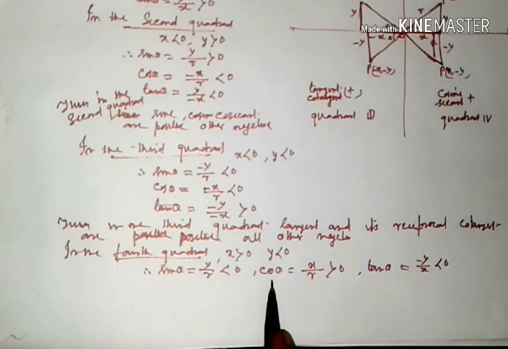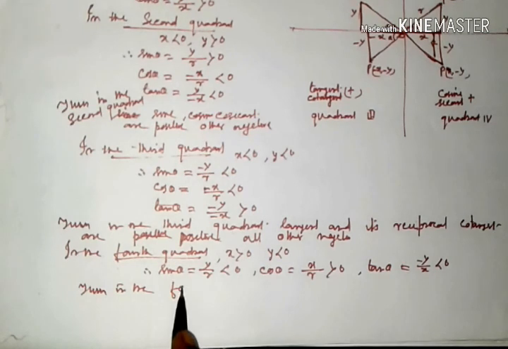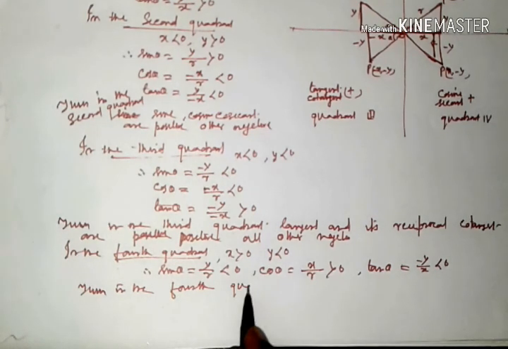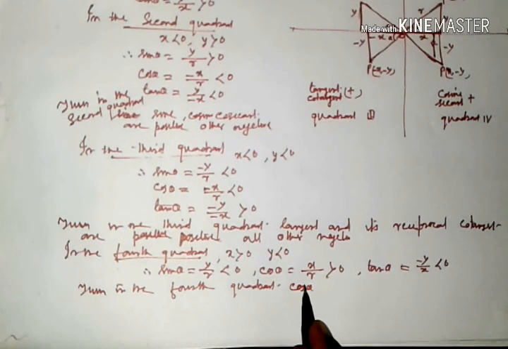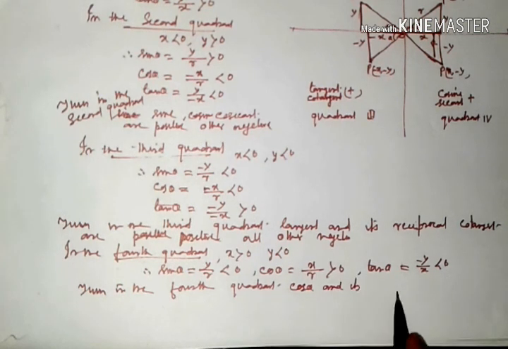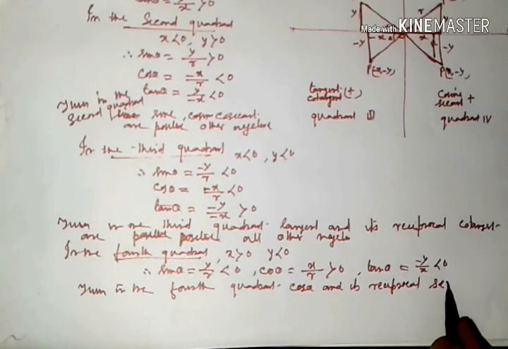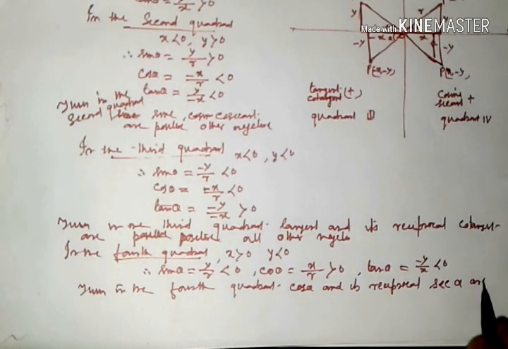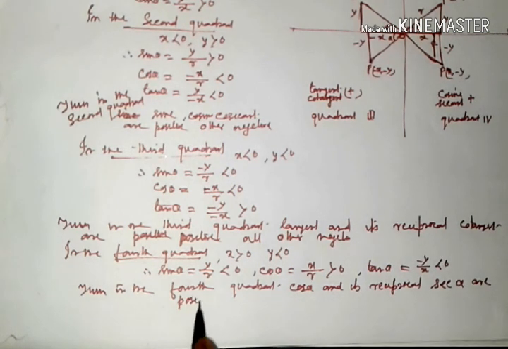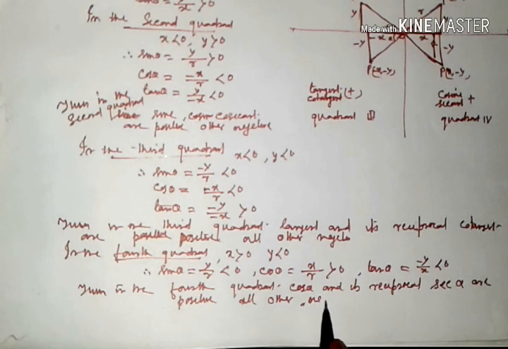Now we see that in the fourth quadrant, cos theta and its reciprocal sec theta are positive. All other negative.